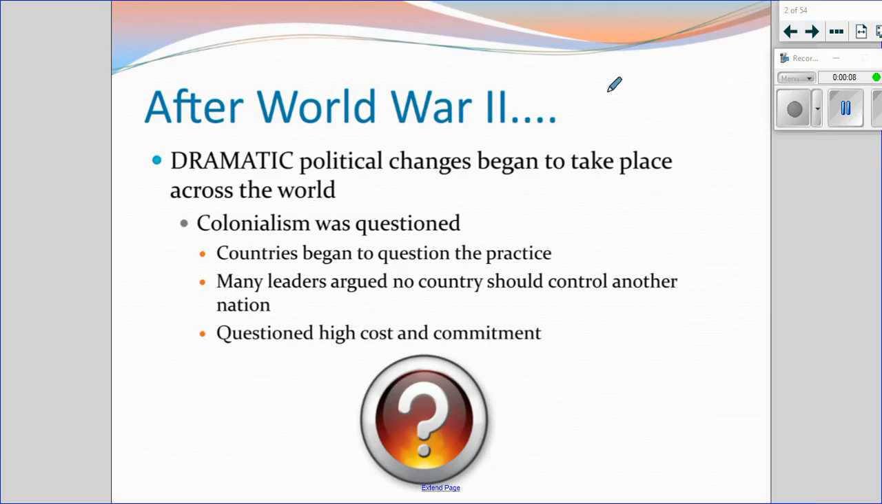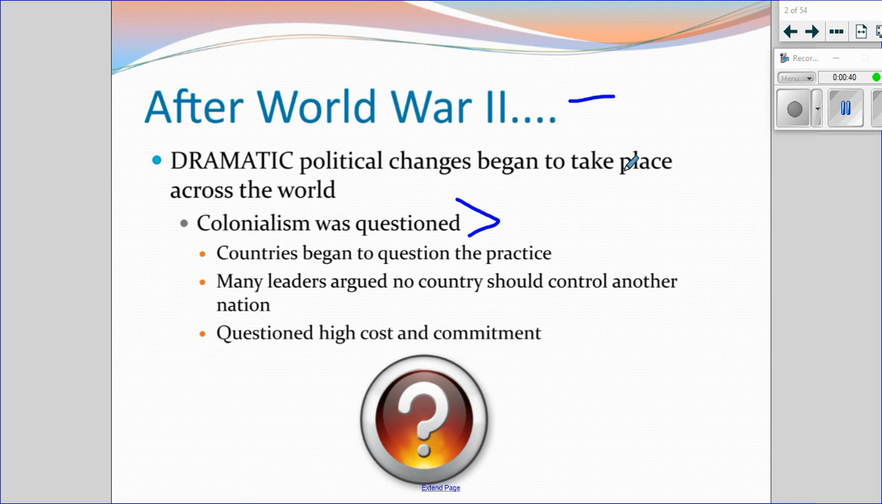Let's take a look. So, after World War II, there were dramatic political changes that took place across the world. Remember, I talked in a previous lecture about decolonization. And some countries we see gain independence after World War One, but it's not really until after World War II that we really see the process of decolonization accelerate. A lot of countries are questioning that practice. Many leaders of powerful countries are arguing that no country should control another nation.